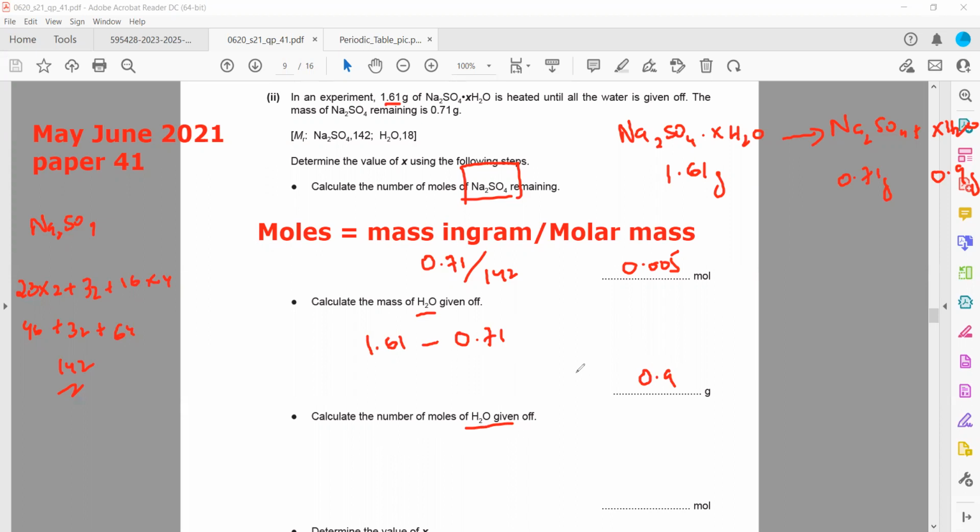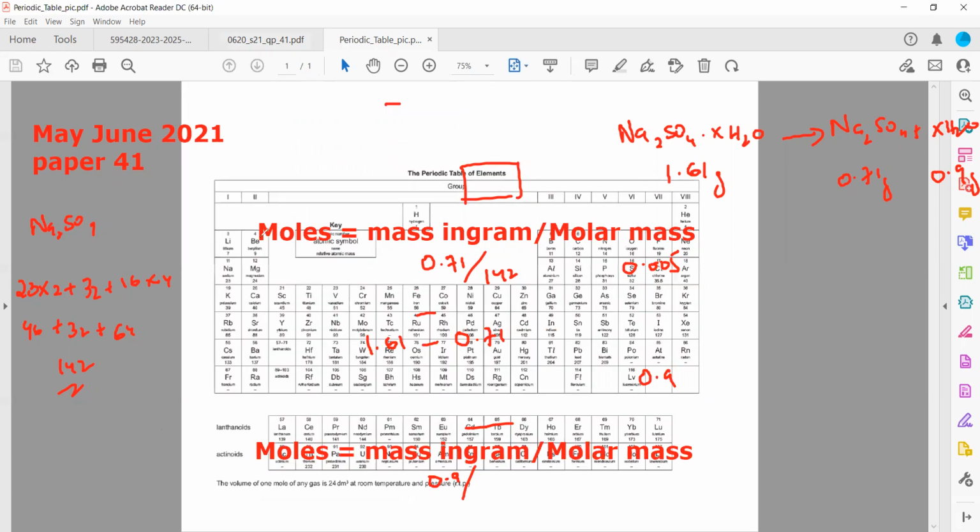Then calculate the number of moles of water. We have the mass, so how do we work out the moles? Again, we'll use the same formula as in the first part: moles equals mass in gram divided by molar mass. The mass in gram of the water is 0.9. For the molar mass of water, H2O, you will again use the periodic table, where hydrogen is 1 and oxygen is 16.